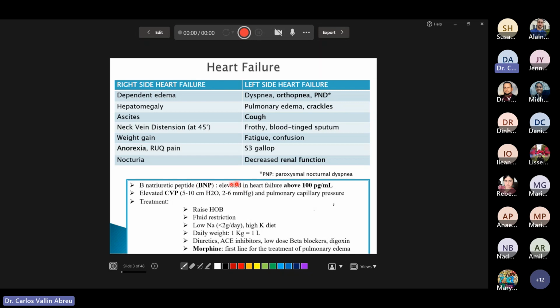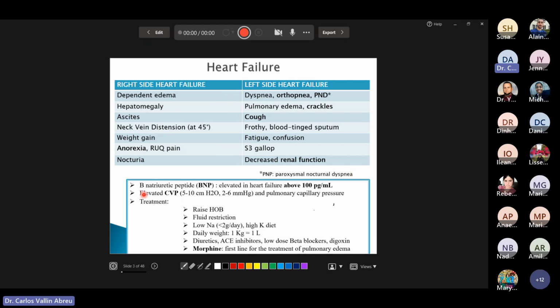But if the BNP is above 100, then this person, apart from the COPD and the pneumonia, also has heart failure. So the doctor needs to include treatment of heart failure, added to the antibiotics and bronchodilators needed for the decompensation of the COPD. So this is the application. The BNP has been tested, so have that in mind.